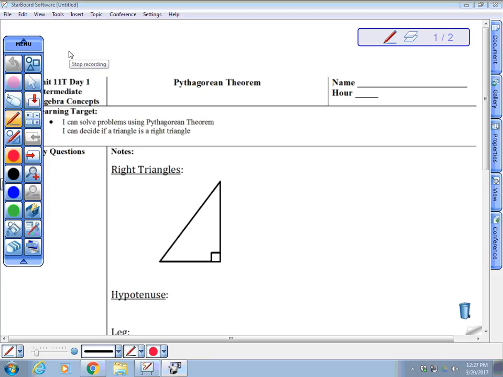Alright, Pythagorean theorem. Today your learning target is I can solve problems using the Pythagorean theorem. I can also decide if a triangle is a right triangle or not. Anyways, here we go. We have a right angle, that's 90 degrees, and the right angle is made up of two things that will be called legs. And the other side, the opposite side, the longer side, is called the hypotenuse.